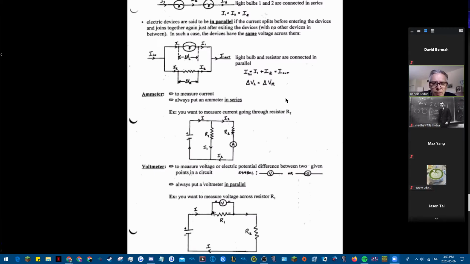By the way, this is the red terminal, and this is the black terminal, remember? If you want to get a positive value out of this. The symbol for a voltmeter is V or G, which stands for galvanometer. Okay, so you should have learned this. You good?